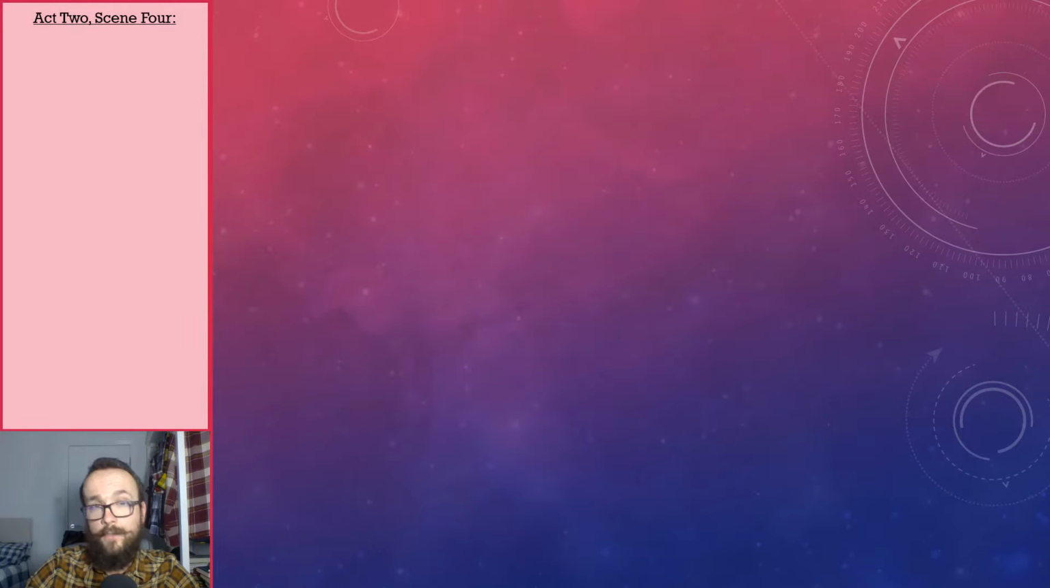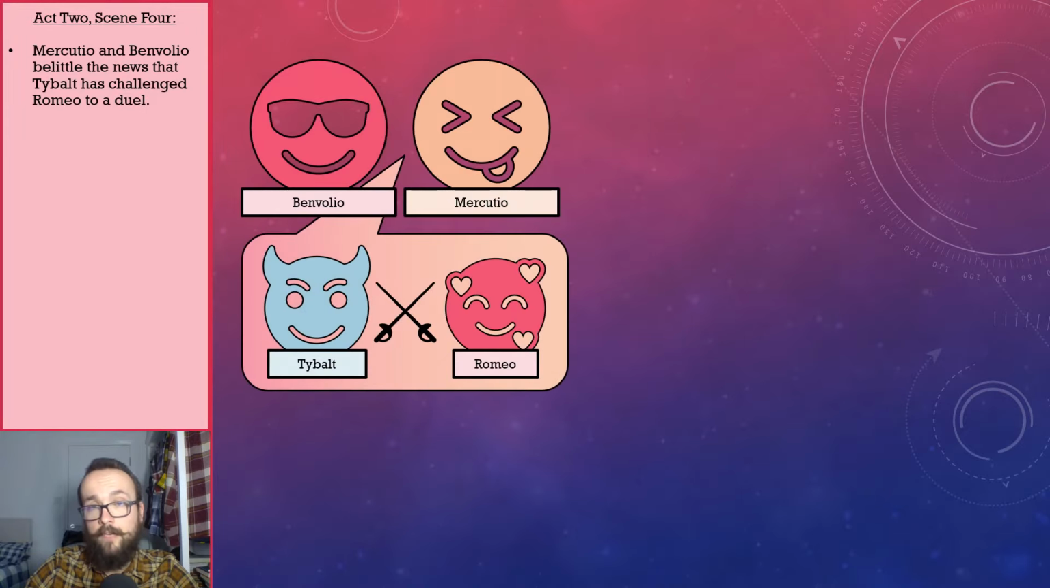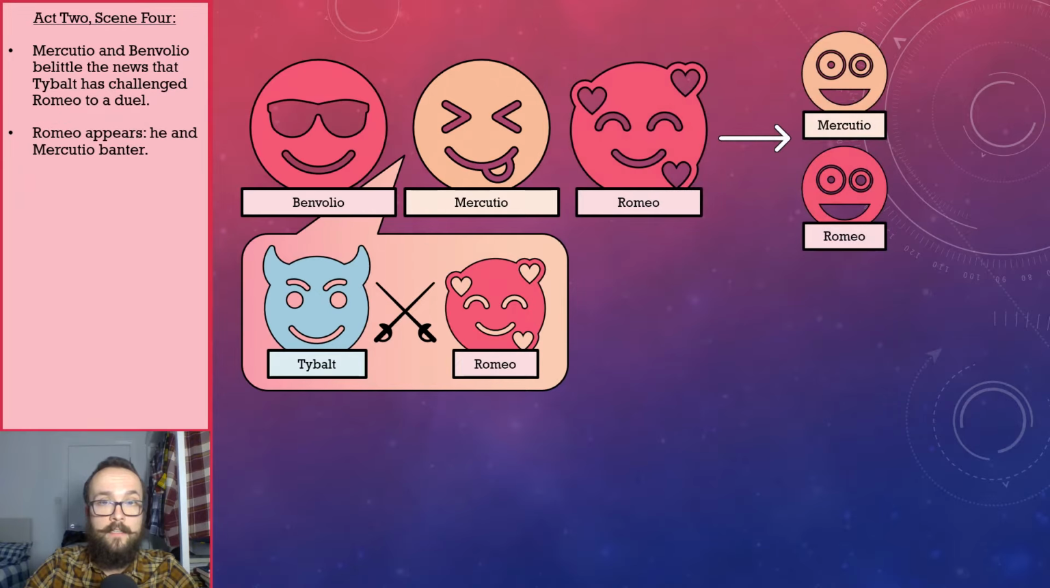Act 2, Scene 4 takes place on a random street in Verona on the morning after the Capulet party. The scene begins with Mercutio and Benvolio, who belittle the news that Tybalt has challenged Romeo to a duel, presumably making up for the fight that he was prevented from having at the party the previous night. After a bit of chatter, Romeo appears. He and Mercutio, as per usual, banter.